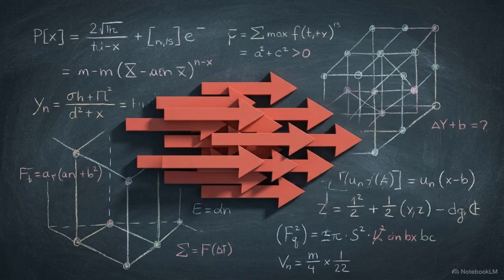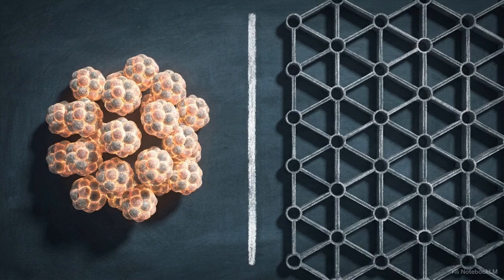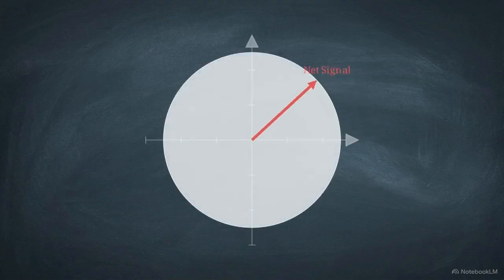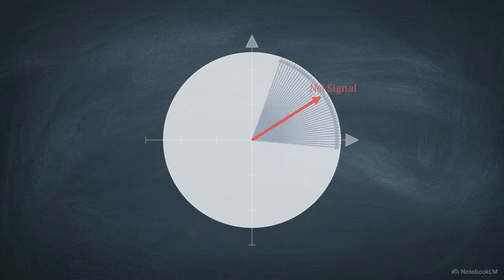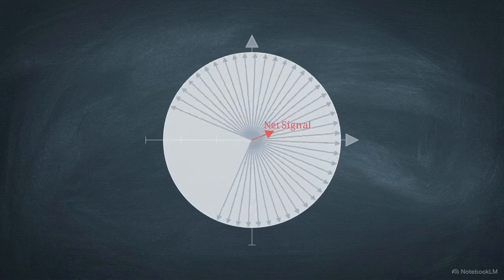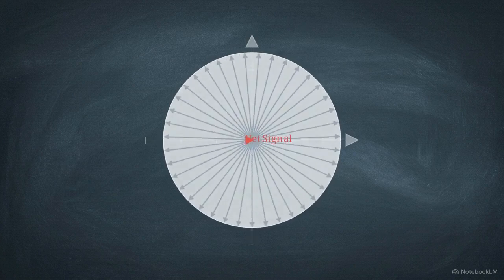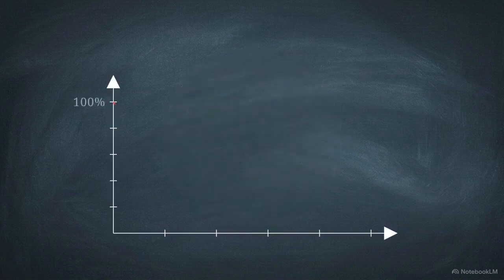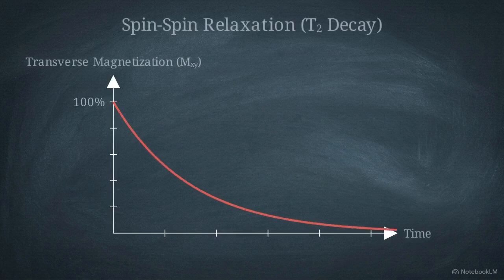This is the domain of spin-spin relaxation. During this process, absolutely zero energy is transferred from the nuclei to the surrounding molecular lattice. Instead, the individual nuclei magnetically interact with each other, slightly altering local magnetic fields. These tiny local variations cause some nuclei to spin slightly faster and others slightly slower, destroying their unified phase coherence. As they fall out of sync, their net transverse signal exponentially decays towards zero.